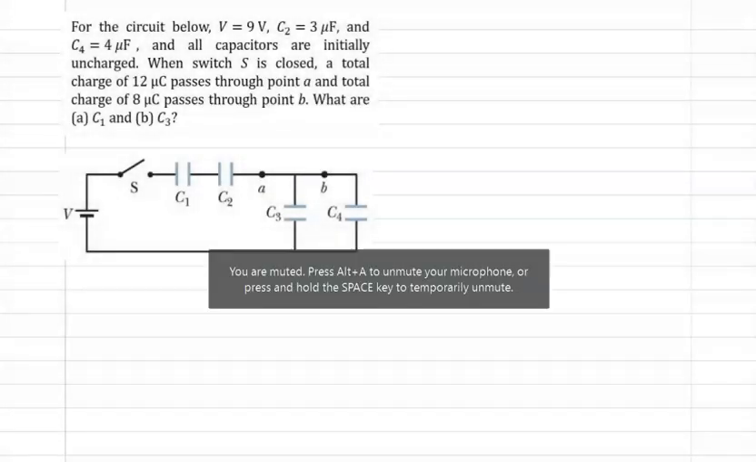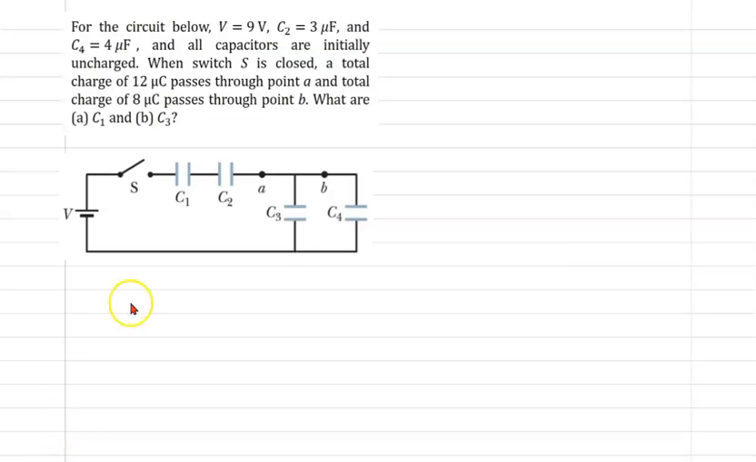Okay, let's tackle this capacitor problem. For the circuit below, V equals 9 volts, C2 equals 3 microfarads, and C4 equals 4 microfarads, and all capacitors are initially uncharged. Switch S is closed, a total charge of 12 microcoulombs passes through point A, and a total charge of 8 microcoulombs passes through point B. What are C1 and C3?